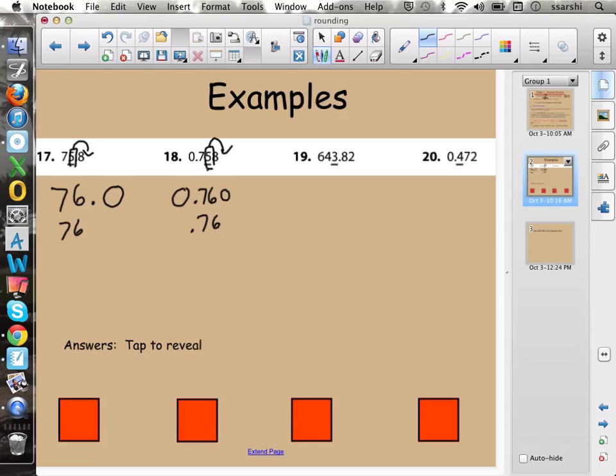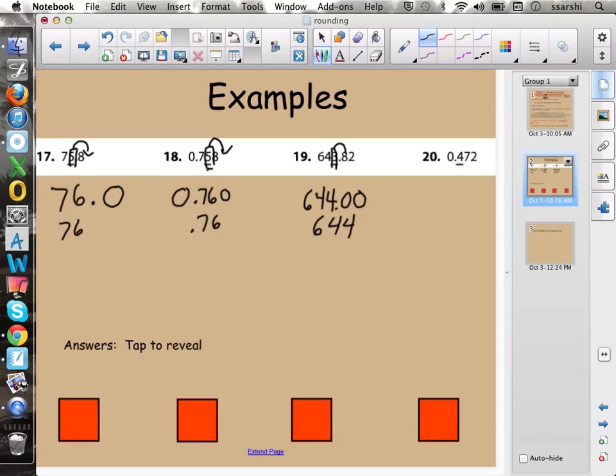Number 19, we're looking at rounding to the nearest ones. I build the house. I look at the neighbor. Wow, these are all 8s. All 5 or above, I give it a shove. The 3 becomes a 4. Everything after that turns into a 0. Everything to the left of the house remains the same. So what I would have is 643 and 82 hundredths rounded to the nearest ones becomes 644. Our last example, we're taking 472 thousandths.